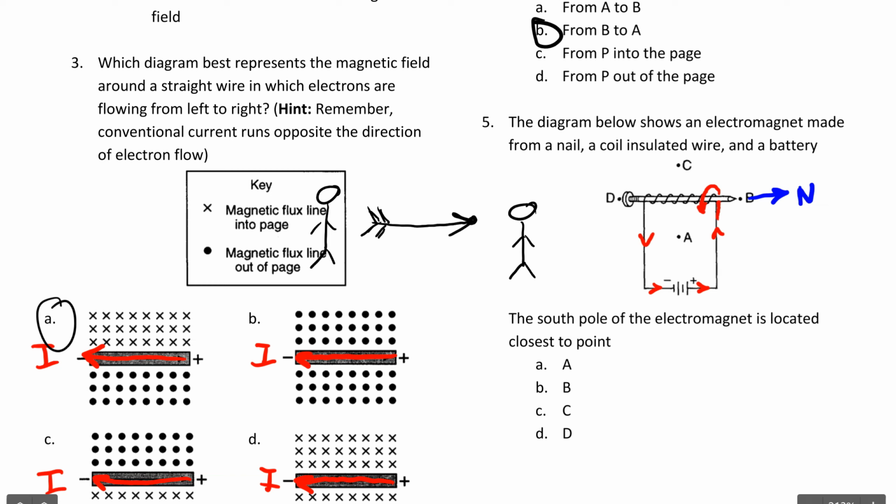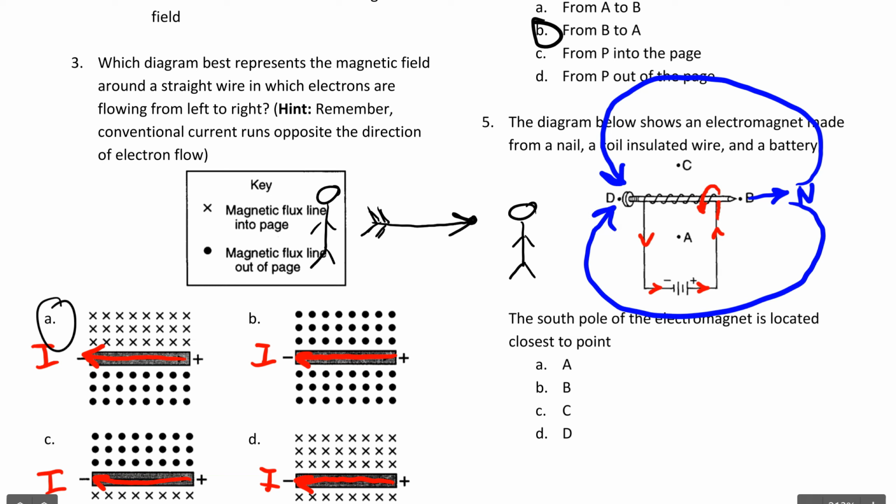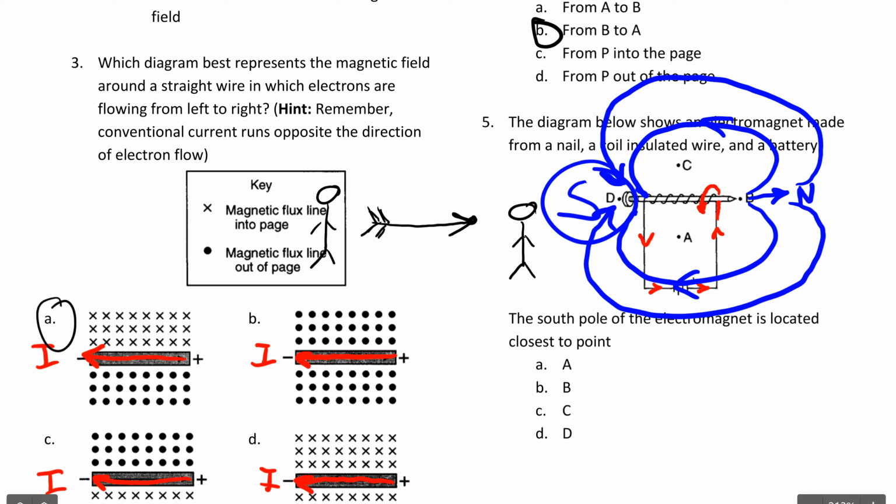We said it goes out of north and into south. That's the direction of the magnetic field, out of north and into south. And we're basically making a little bar magnet. These are the magnetic field lines for a bar magnet, out of north into south. So if north is on the right side, that's where your thumb is pointing. That means south must be on the left side, and south is where point D is.